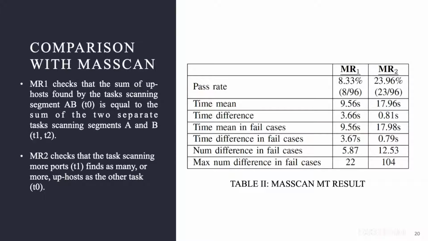For Masscan, it showed much lower accuracy on MR1 and MR2.